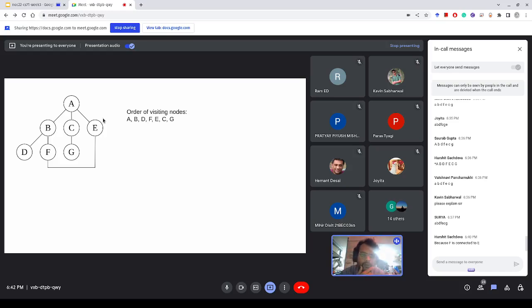Before we move on, this was a graph G and this is the order of the traversal. So what I want you to do is make a DFS tree of this graph. What would the DFS tree look like?